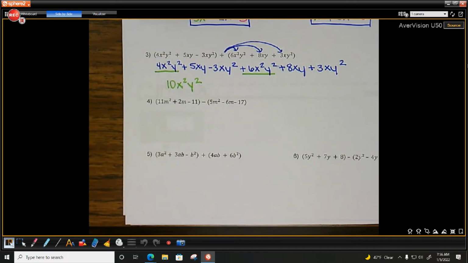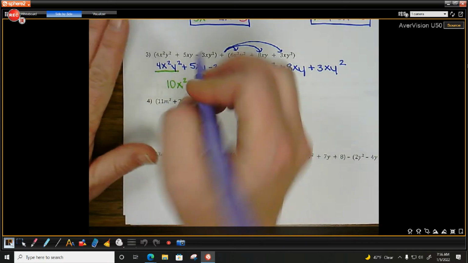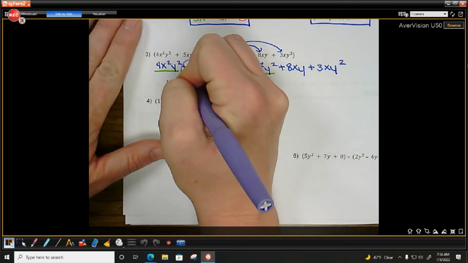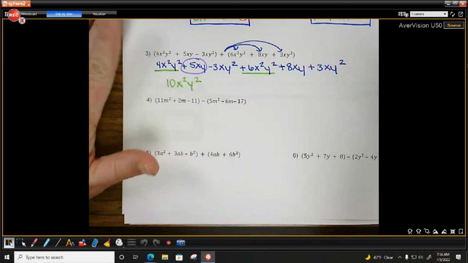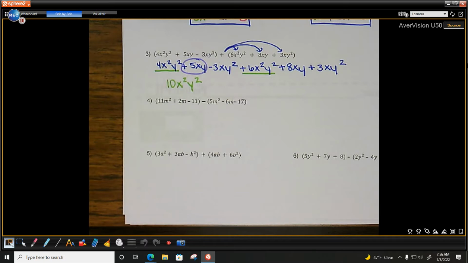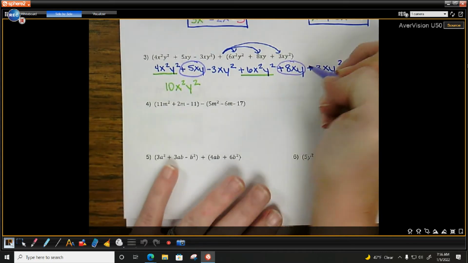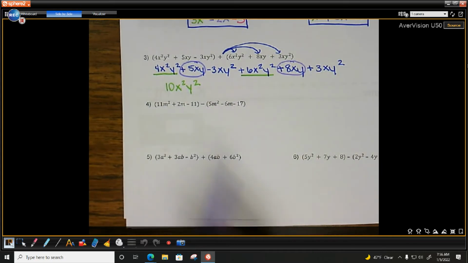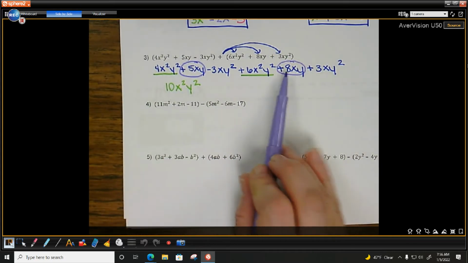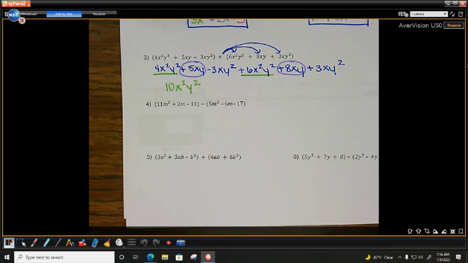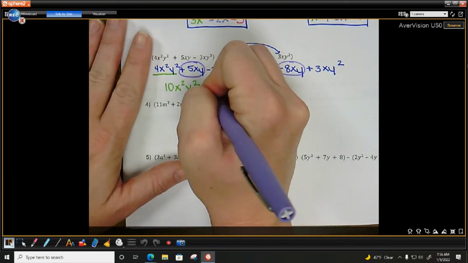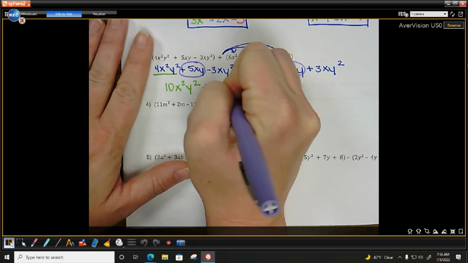Next, I'm going to circle. And notice when I'm circling my term, I'm circling the operation sign in front of it. So next I have a plus 5xy. Do I have another xy term? Plus 8xy. Make sure you include the operation sign in front because that lets you know what we're going to do to the coefficients. Positive 5 plus 8. Positive 13. So plus 13xy.